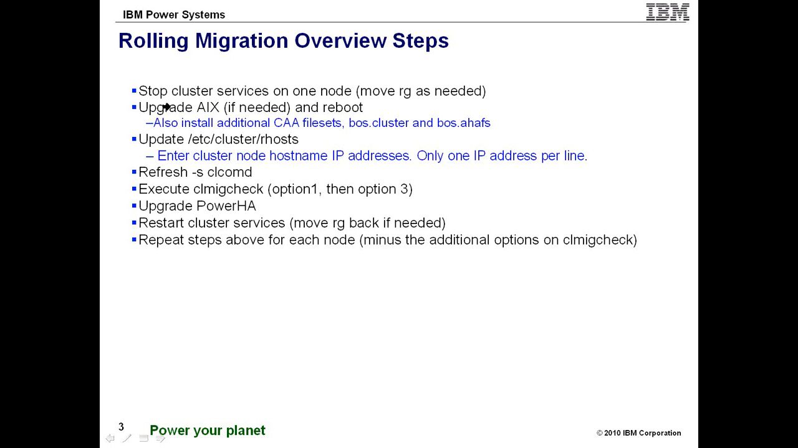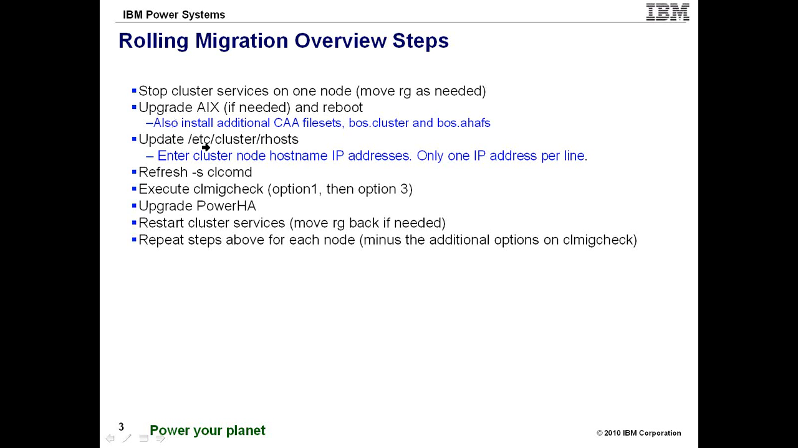After the services stop completely on that node, go ahead and upgrade AIX to 6.1.6 or above. After performing the upgrade, you'll also need to explicitly install the CAA filesets of bos.cluster and bos.ahafs. Actually, if you choose bos.cluster, it should automatically prereq the ahafs as well, but it's just a good idea to go ahead and choose to install both of them, as the demonstration will show. After this is upgraded and those filesets are installed, you will perform a reboot on the system.